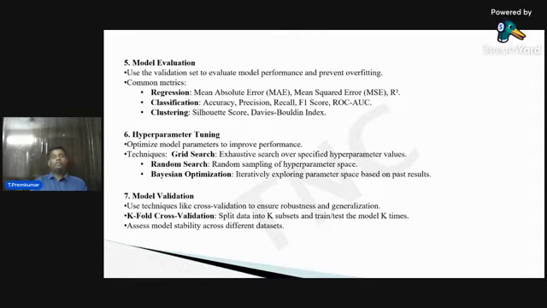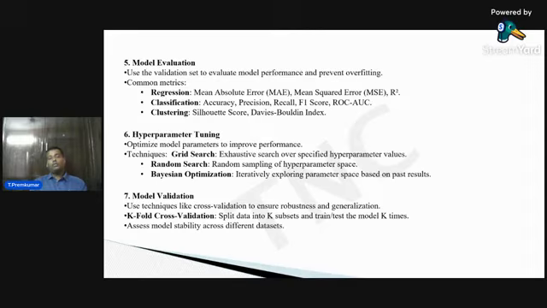Next one is hyperparameter tuning. Here, this is used to improve the performance. Purely, it is used for the performance. So the techniques used under hyperparameter tuning are grid search, random search, as well as Bayesian optimization.